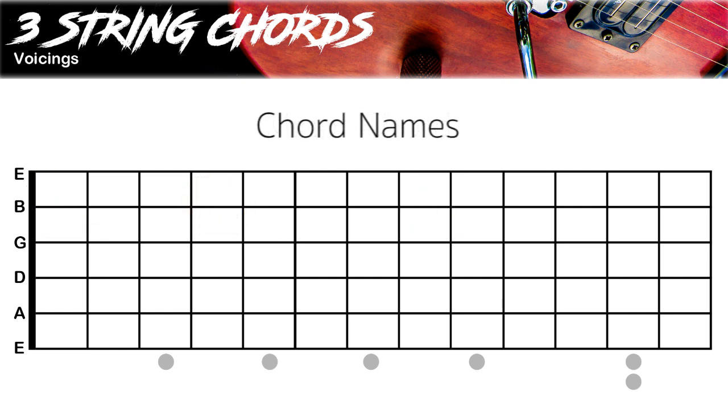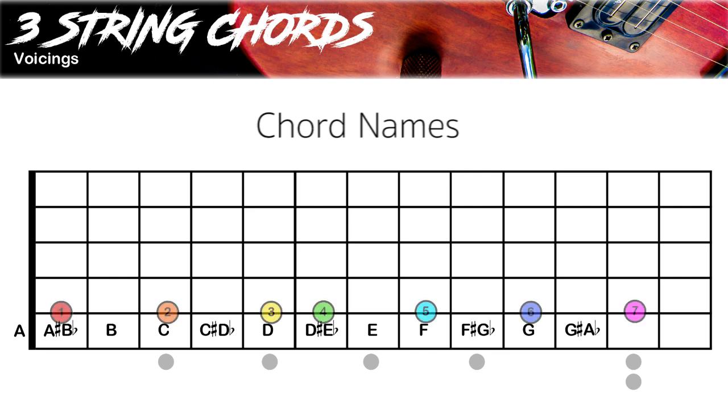Where do chords get their names? From the 12 labeled notes in music: A sharp or B flat, B, C, C sharp or D flat, D, D sharp or E flat, E, F, F sharp or G flat, G, G sharp or A flat. How do we name each chord?